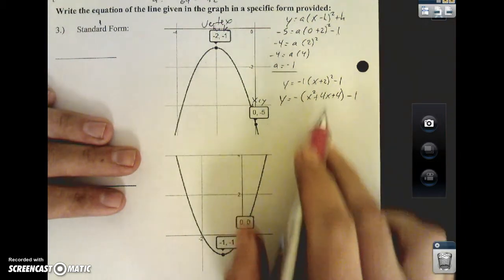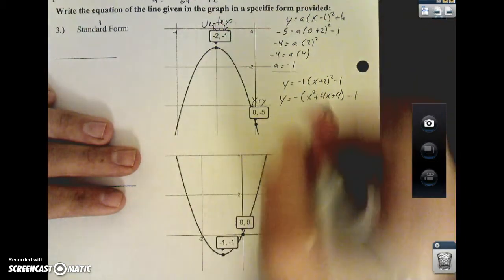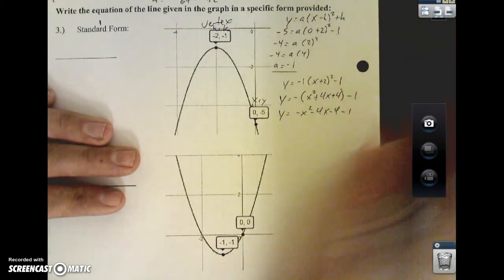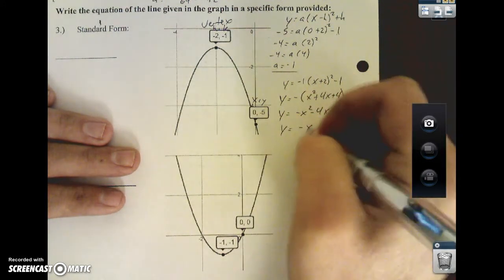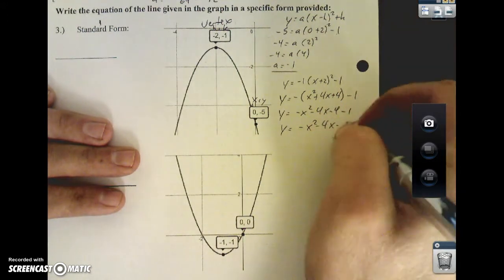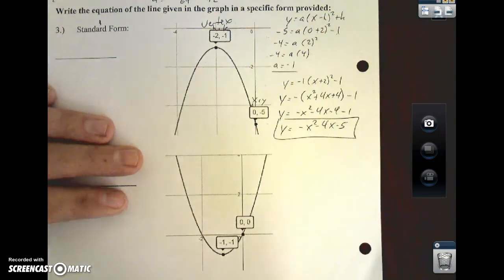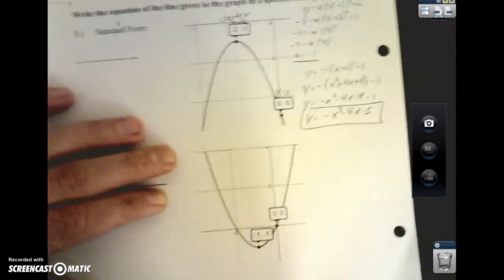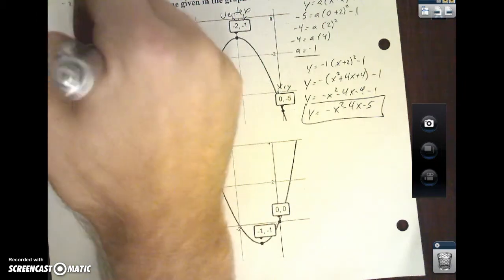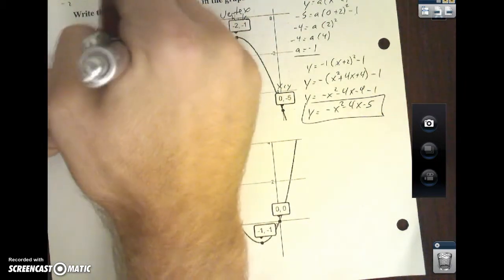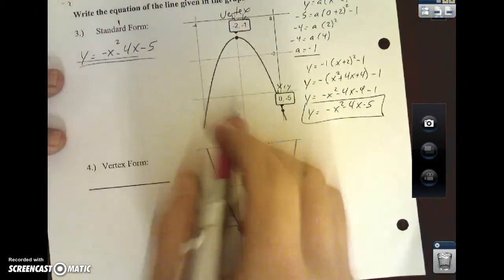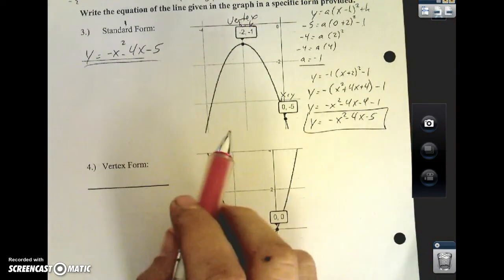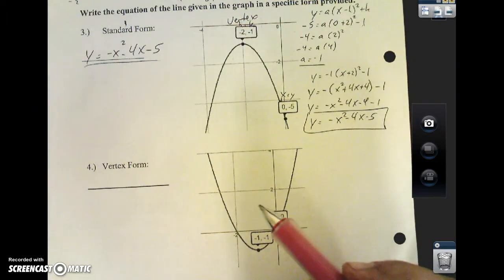I'm assuming you guys are okay with foiling there. Distribute the negative sign in. And finally, combine like terms. Boom goes the dynamite. Okay, looks good. One nice little self-check thing is just to make sure you're good. Notice that my leading coefficient is negative. Notice that my parabola is opening down, so we're looking pretty good. If you end up not having that connection, go back, double check your work, make sure you're all good.